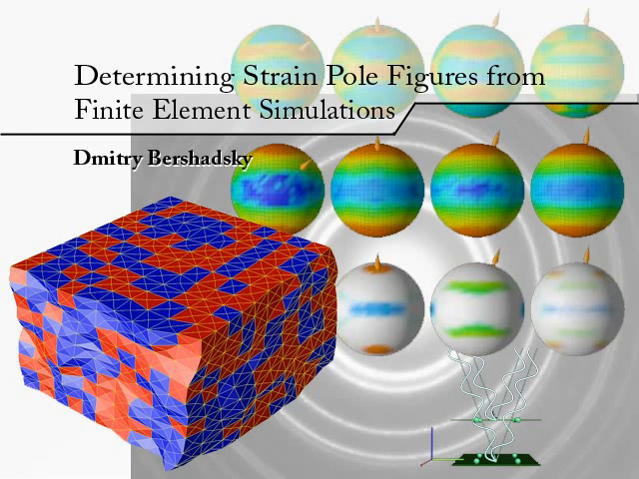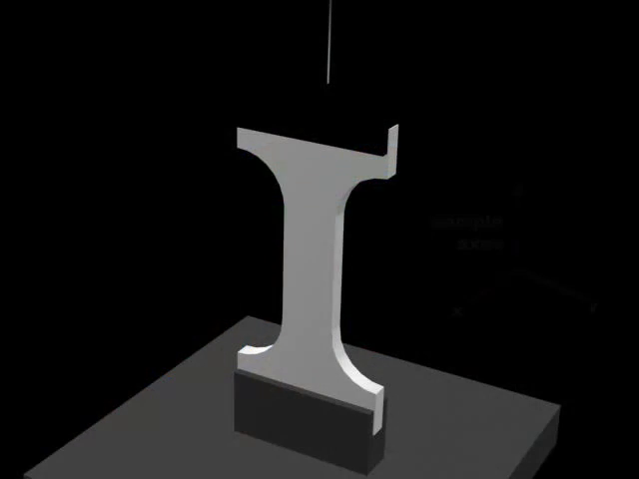This animation describes the process of determining strain-pole figures from finite element simulations. Here is the tension specimen that we will model. We zoom into the metal, increasing resolution to examine its microstructure. In this specimen, at about 1/10 of a millimeter, separate grains become evident.